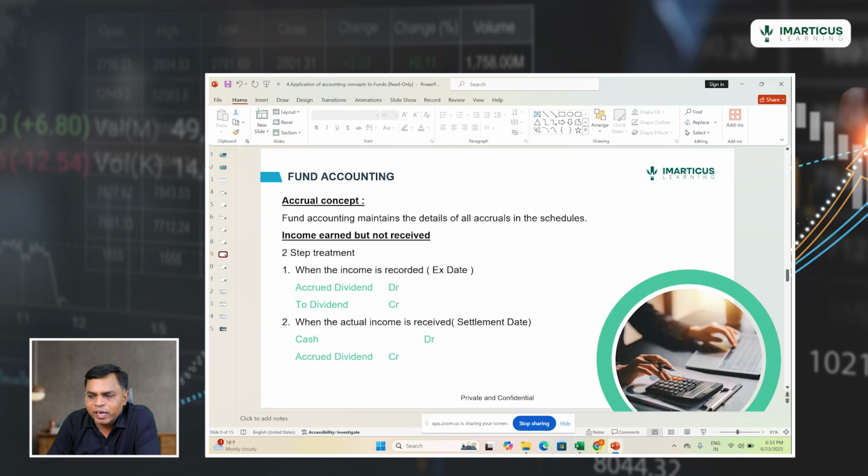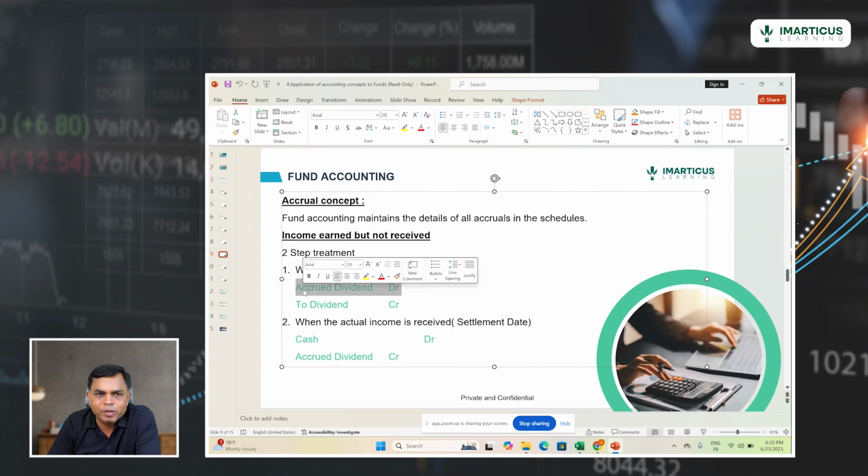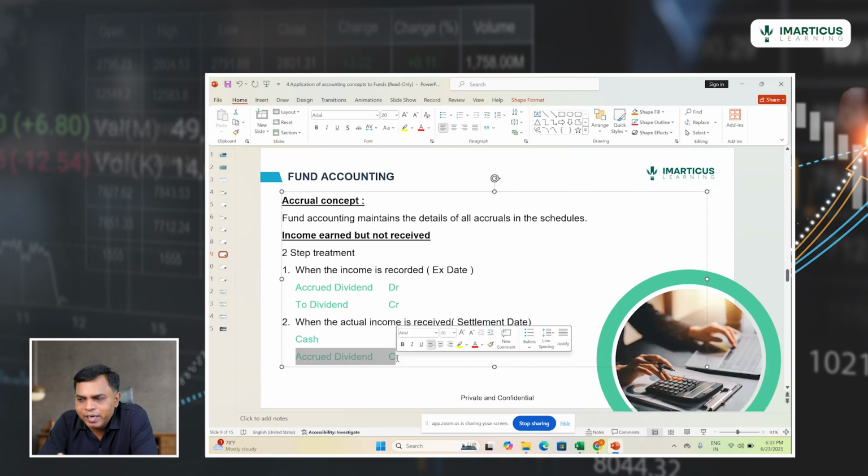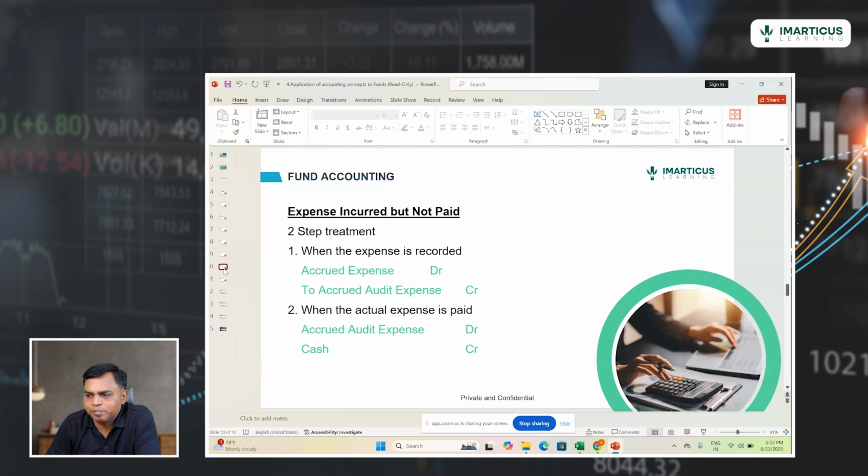On the day you recognize the income, the entry will be accrued dividend to dividend account. Now, why is the dividend account created? Because it is an income. So, you mention it as accrued dividend because you do not receive the cash. And on the day you receive the cash, let's say the dividend is settled, the entry is passed: cash account debit because cash comes in, and you credit accrued dividend. This is basically the two-stage accounting concept, and also the accrual concept which is applied for a fund income.